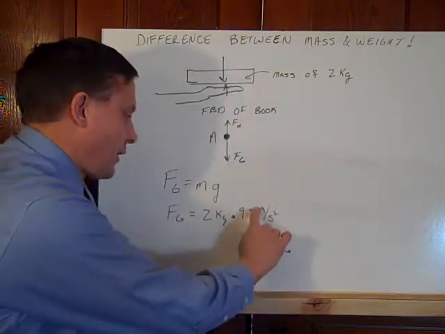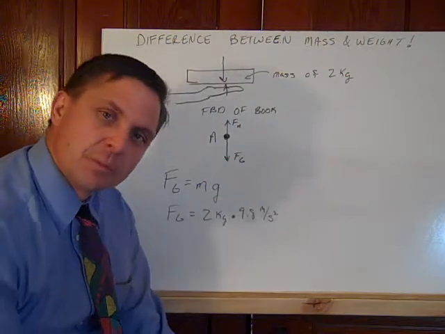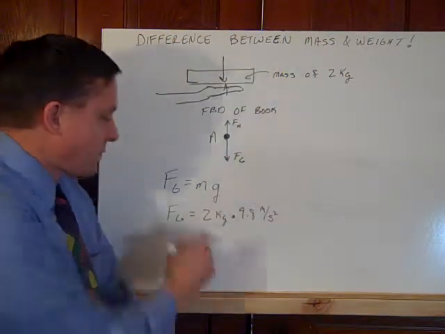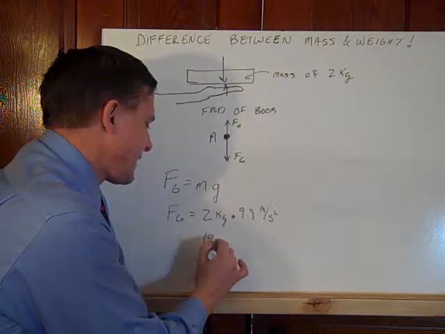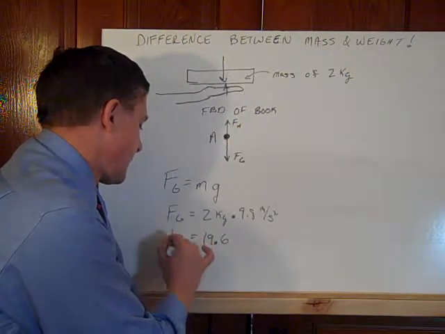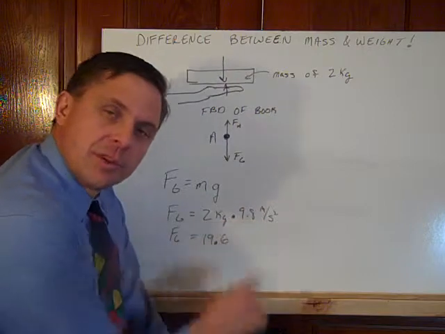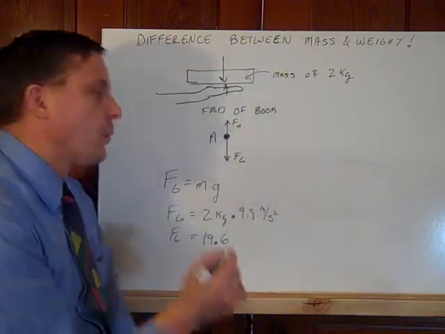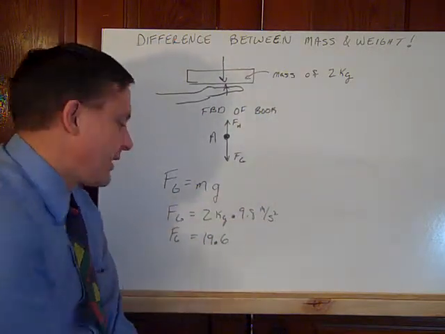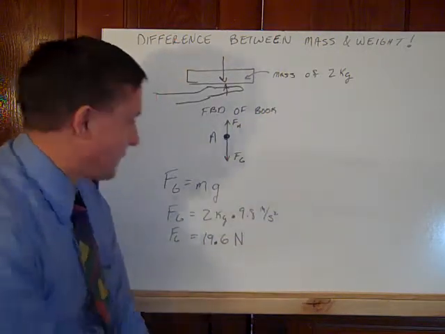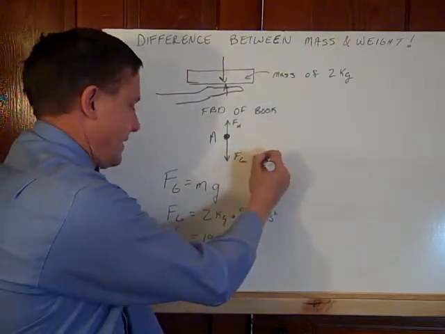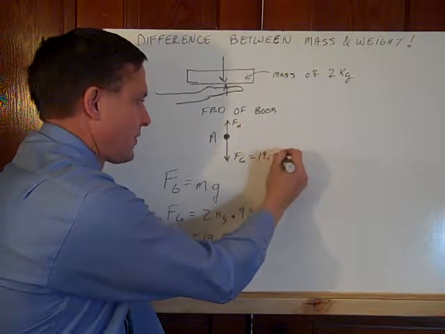And I'll just call it 9.8 to make our math easier. We'll pretend we're a little higher up. 2 times 9.8 is 19.6. And again, it would be kilograms meters per second squared. Well, 1 kilogram meter per second squared is a newton. And that is a unit of weight. So I can say this is 19.6 newtons.